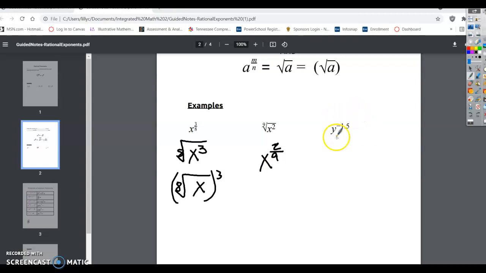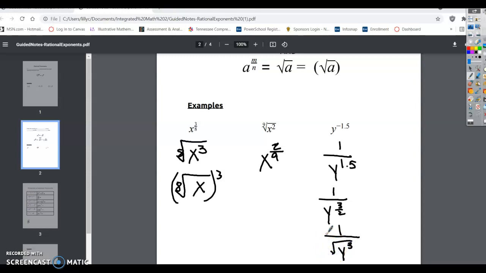All right, this one has a negative exponent. So if you remember your exponent rules, if you have a negative, it goes to the bottom and becomes positive. And I can rewrite 1.5 as a fraction. So 1.5 is the same as 3/2. And then if I want to write that in radical form, that's going to be the square root of y cubed.